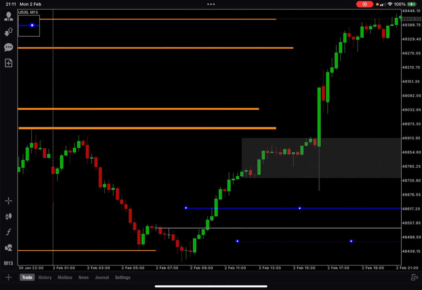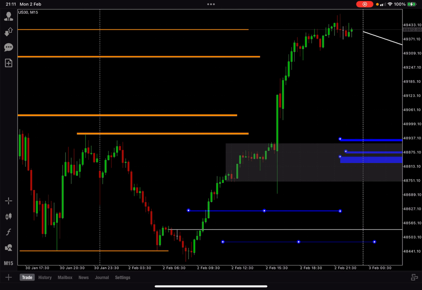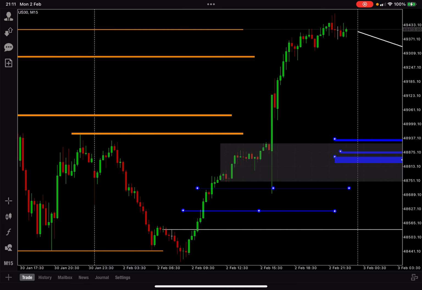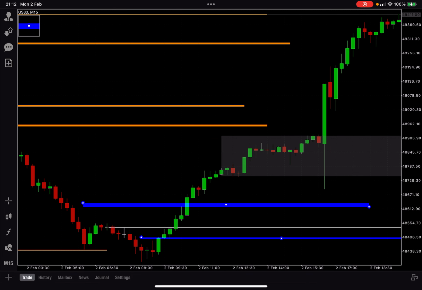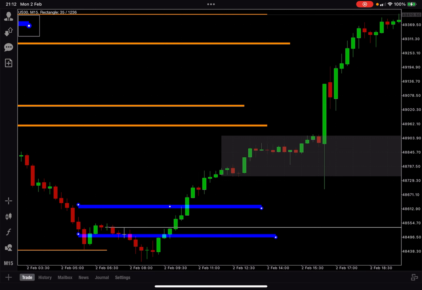That's just a white line to show you the midnight opening price, which is called the MOP, and that's just to show you it's sometimes used, it's sometimes not, but if price is above it, it's in a premium sell area. If price is below it, it's discount buy. Something like that. Now we go ahead and put on the areas for the London session.